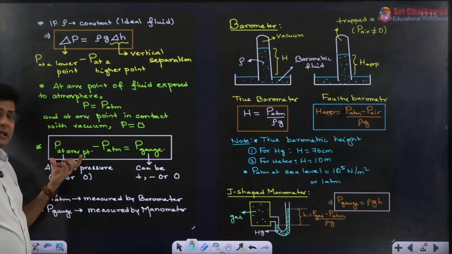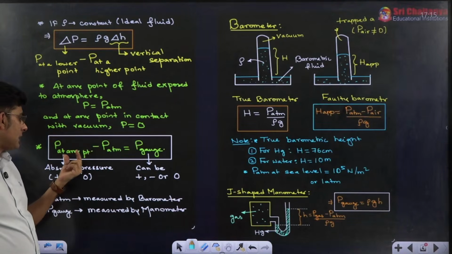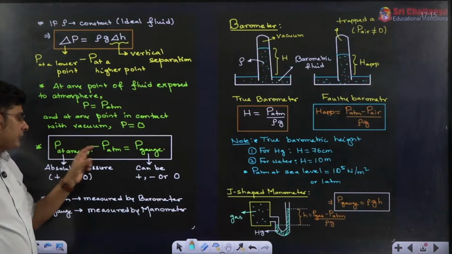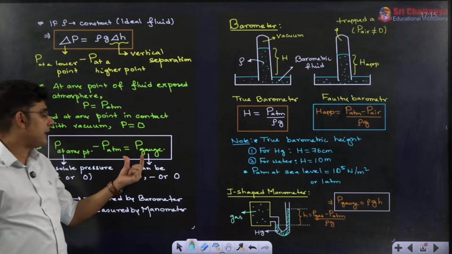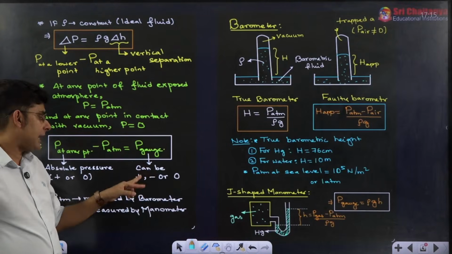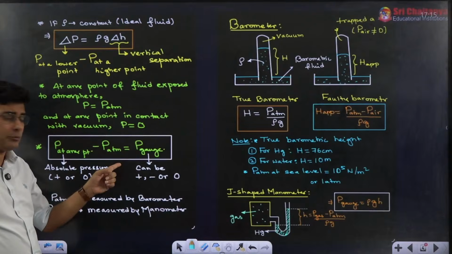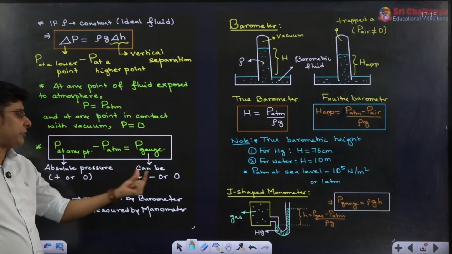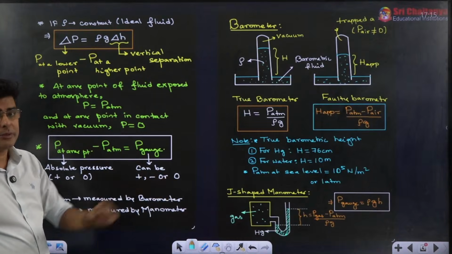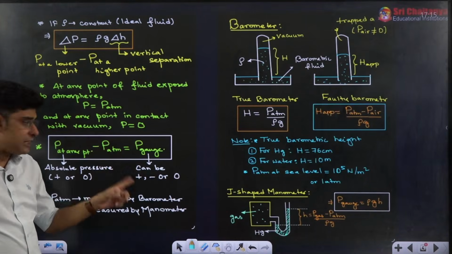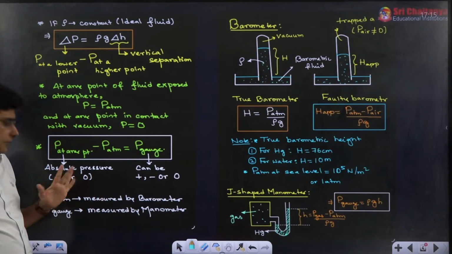Now when we compare the absolute pressure with the atmospheric pressure, the difference of these two, absolute minus atmospheric, we give it a name, we call it gauge pressure. Now gauge pressure can be positive, negative or 0. Positive when the pressure at the point is more than atmospheric pressure. When it is less than atmospheric pressure, negative. When it is equal to atmospheric pressure, gauge pressure is 0. So yes, gauge pressure can be positive, negative and 0, but absolute pressure can be only positive or 0.